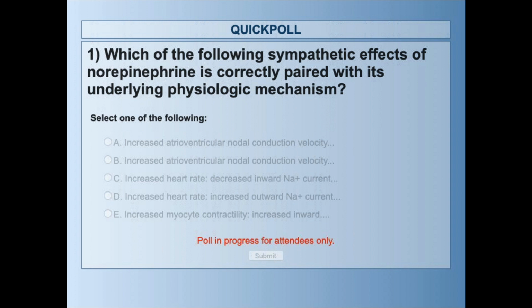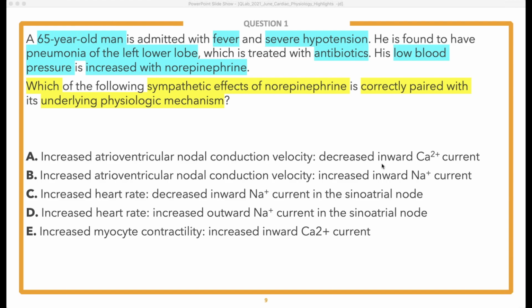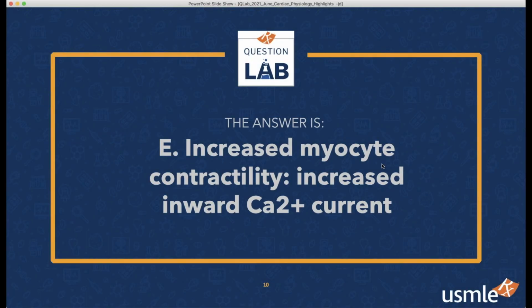All right, looks like about 2/3 of you have voted. Let's go ahead and close that poll and see what you selected. Looks like in first place, 41% of you picked answer choice E, increased myocyte contractility and increased inward calcium current. So let's see what the correct answer is. And the correct answer is indeed E, and 41% of you got it right, a challenging question. And Boris is going to walk us through it now. Boris.